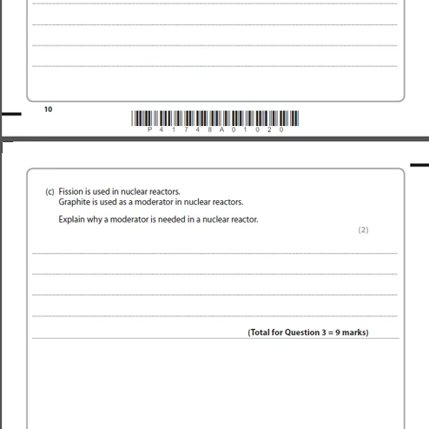So what we need to say for this one for the 2 marks is the moderator slows down neutrons for 1 mark so that they're more likely to be captured by a nucleus for the 2nd mark. And that completes question 3.